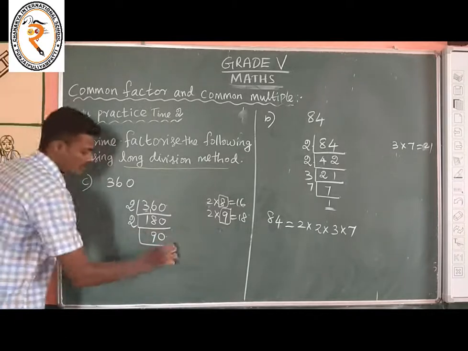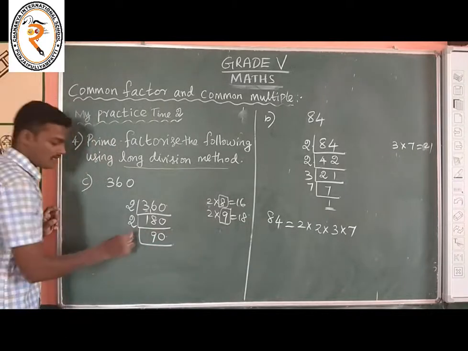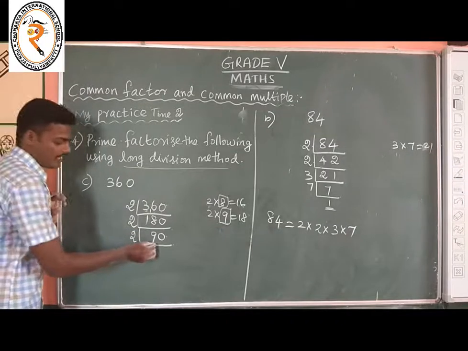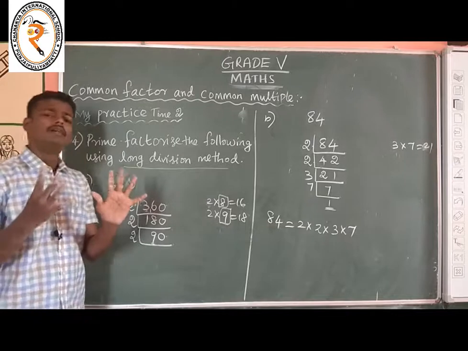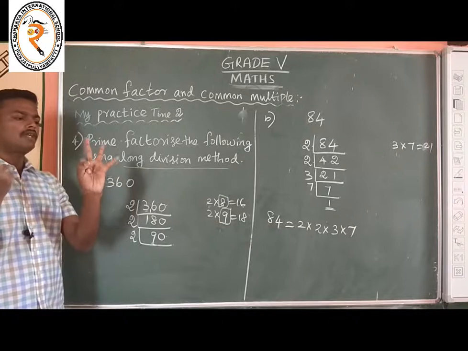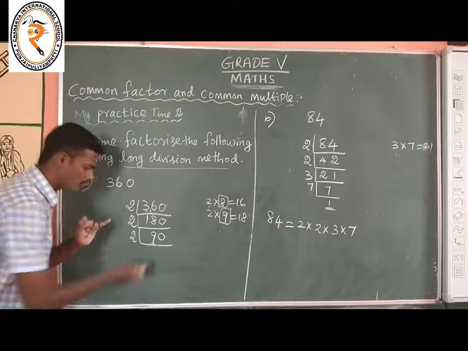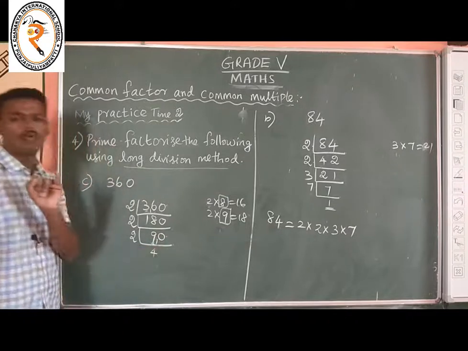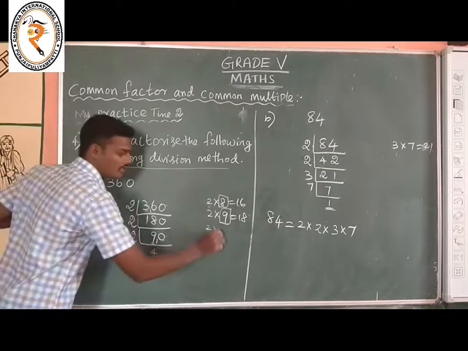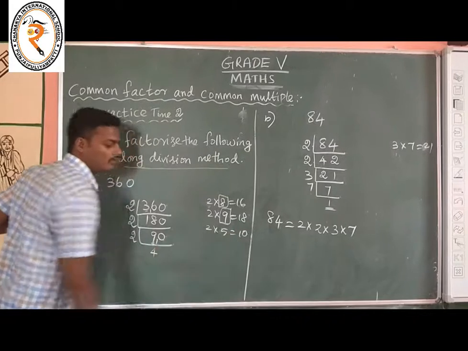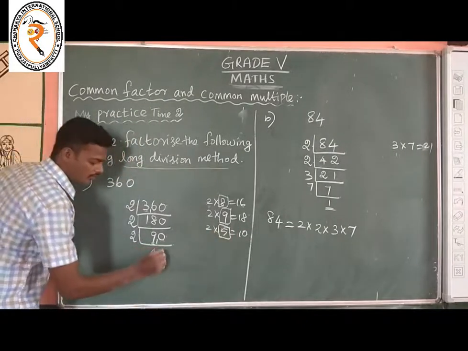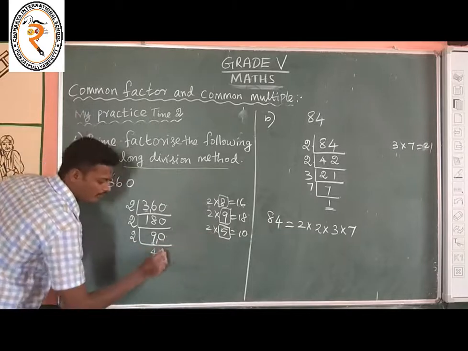Next, 90 is an even number. It also comes in the second table. What is the first digit? 9. In the second table, 1 time, 2 times, 3 times, 4 times, so 9 comes 4 times and the remaining balance is 1. So we read it as 10. 10 comes in the second table: 2 fives are 10. So how many times does it come? 5 times.